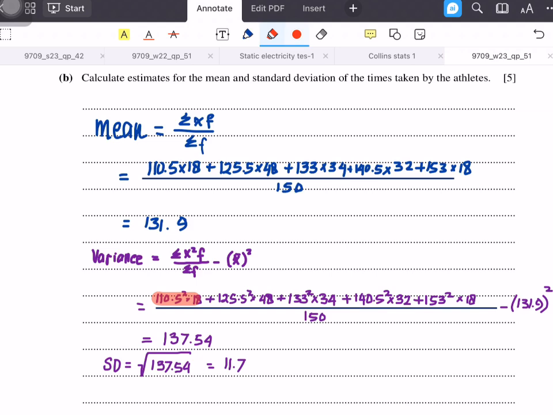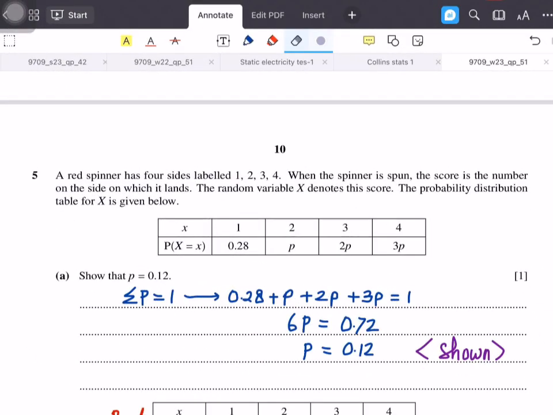So 110.5 squared times 18 plus 125.5 squared times 48, up to the last class, 153.5 squared times 18, divided by the total frequency 150 and minus the mean squared, 131.5 squared. The result for the variance is 137.54. So the standard deviation is the square root of the variance. It's 11.7. So now we continue to question number 5.